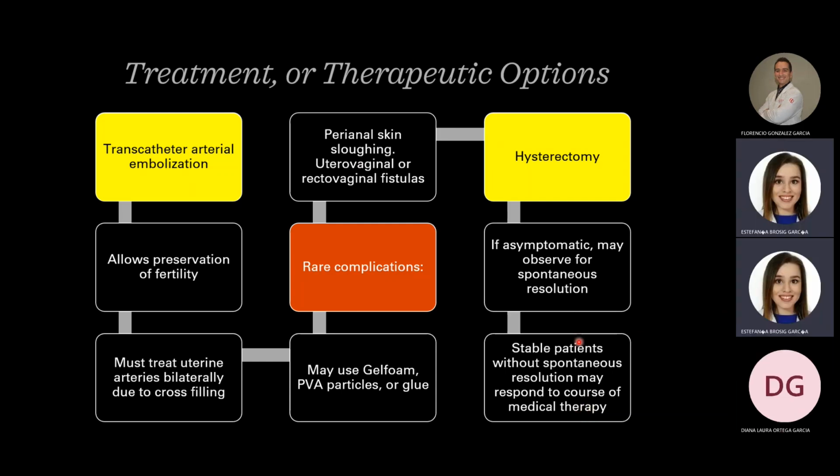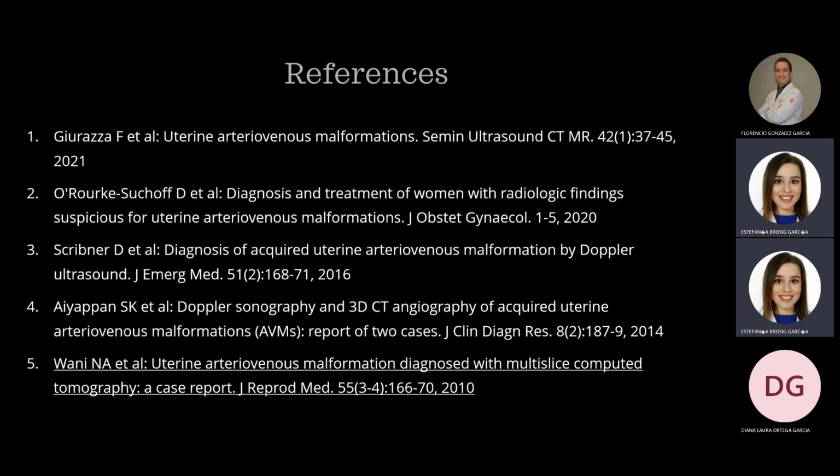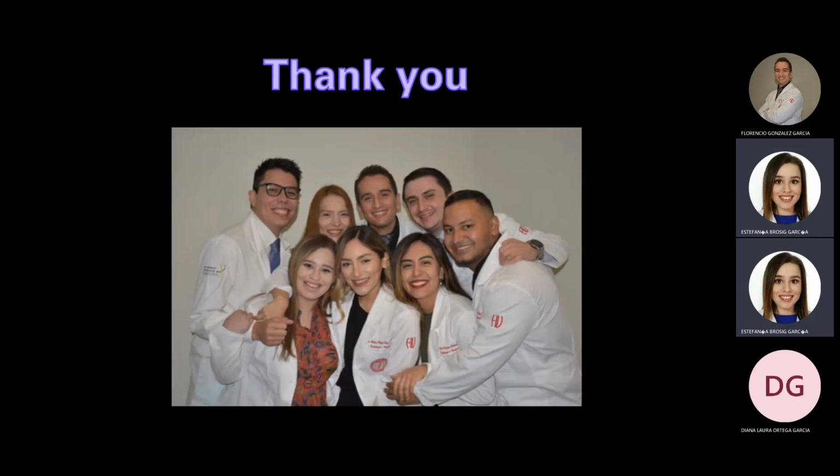We have to consider uterine arteriovenous malformations in patients with vascular uterine mass and unexpected bleeding in the setting of recent pregnancy, dilatation and curettage, or other intervention. We have the reference here, and we thank you.